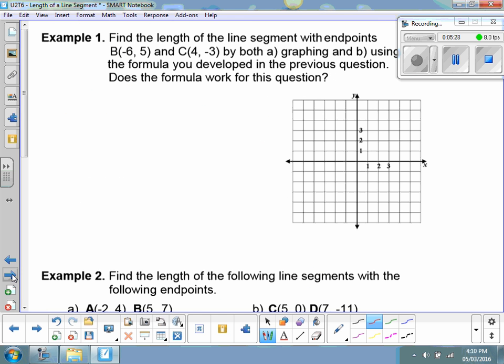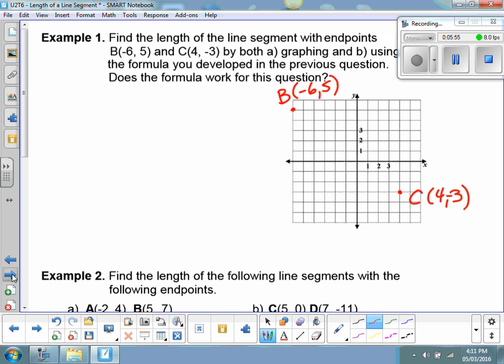So in example 1, find the length of the line segment with endpoints B, which is (negative 6, 5). I'm actually going to plot that on here. (Negative 6, 5). So that's B, (negative 6, 5). And C, (4, negative 3). So there's C, which is (4, negative 3).